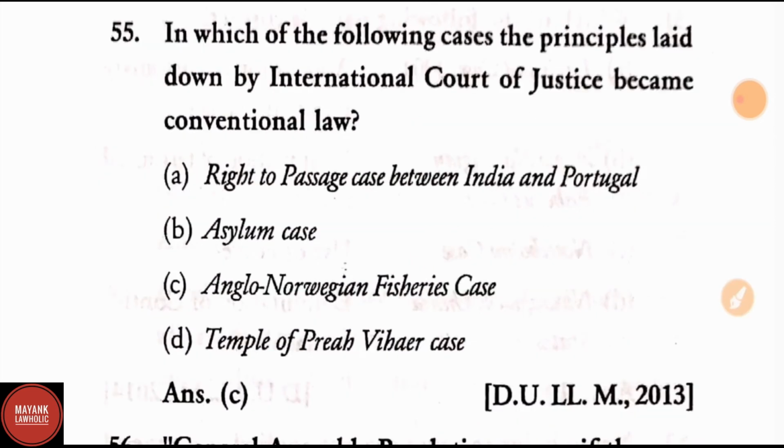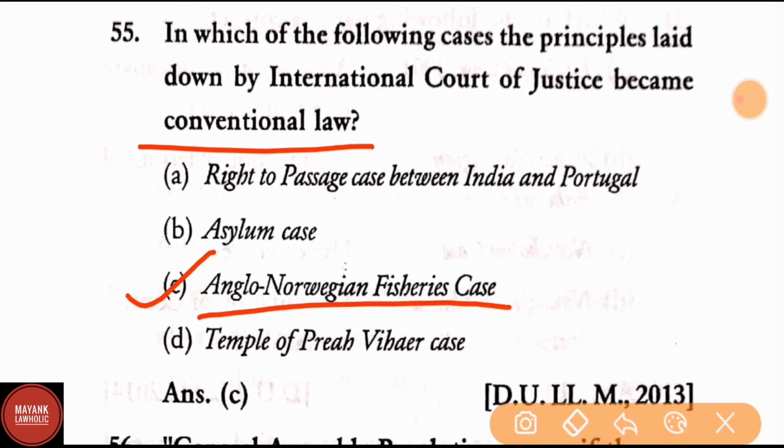Question number 55. In which of the following cases the principle laid down by the International Court of Justice became conventional law? In the case of Anglo-Norwegian fisheries case.